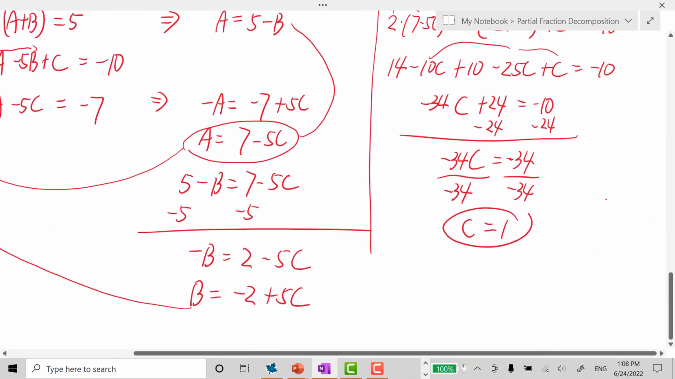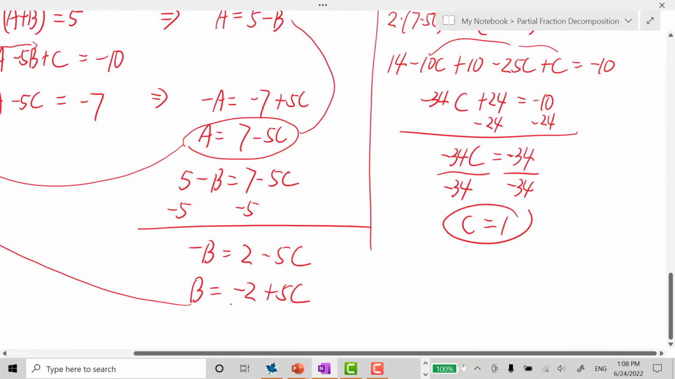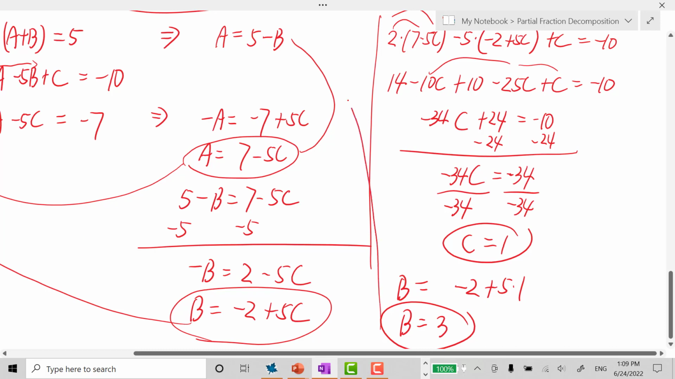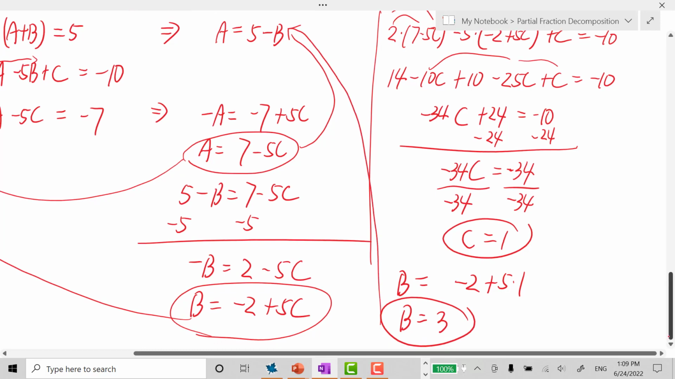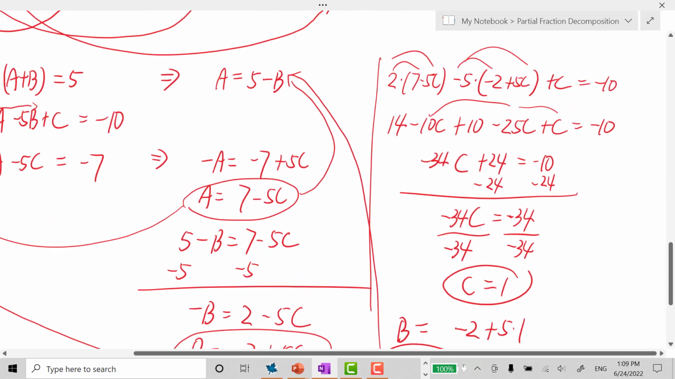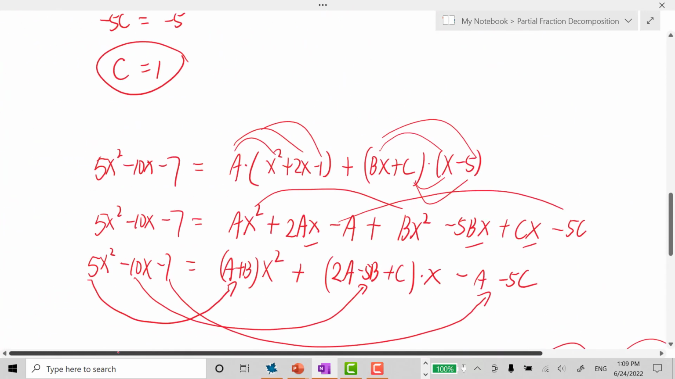All right. And now once you have c, then we know how to figure out b, right? So b is equal to minus 2 plus 5c. So it's minus 2 plus 5 times 1. b is equal to 5 minus 2, which is 3. Same. So once we know b, then we know a. b goes here. Okay. So a equals 5 minus b. Okay. So it's 5 minus 3. So a equals 2. a is 2, b is 3, c is 1. Yeah, so it's that same result as the previous one.